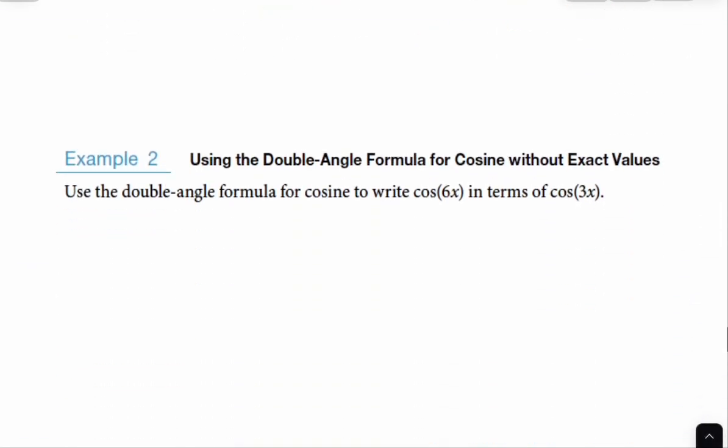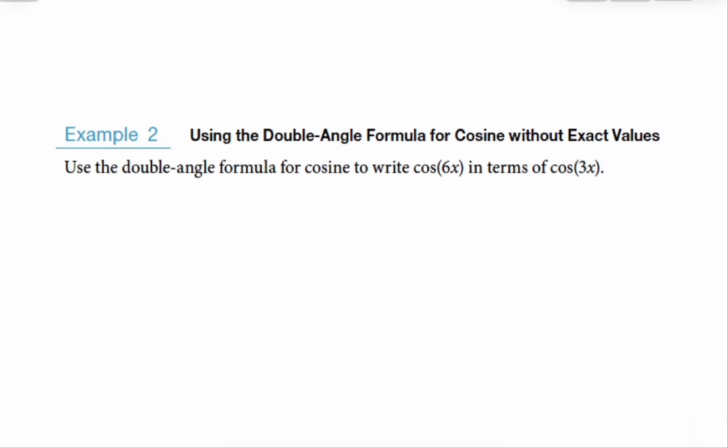Okay, so now if you could look at example 2. It says use the double angle formula for cosine to write the cosine of 6x in terms of the cosine of 3x. So the major takeaway is that this is double that. So let's write down our formula. The cosine of 2 theta. And we're going to use the formula that only contains cosines because they only mentioned we wanted cosines. So we're going to use the one that says 2 cosine squared of theta minus 1.